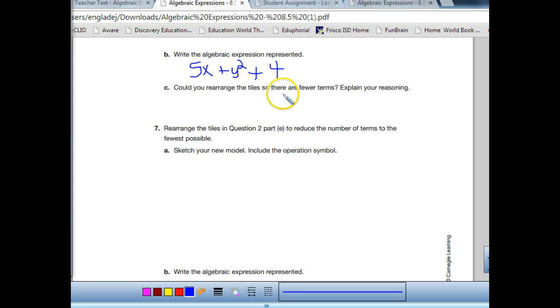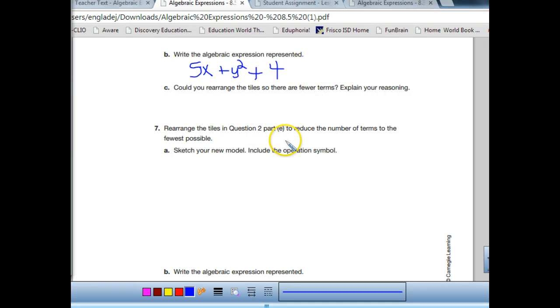Can you rearrange the tiles so that there are fewer terms? Again, we can't combine any of those because they are not like terms. That's the whole purpose of this lesson, to make sure that you understand that I can't combine those terms together. They don't look alike. They're not the same shape. I can't combine things together that are not alike.